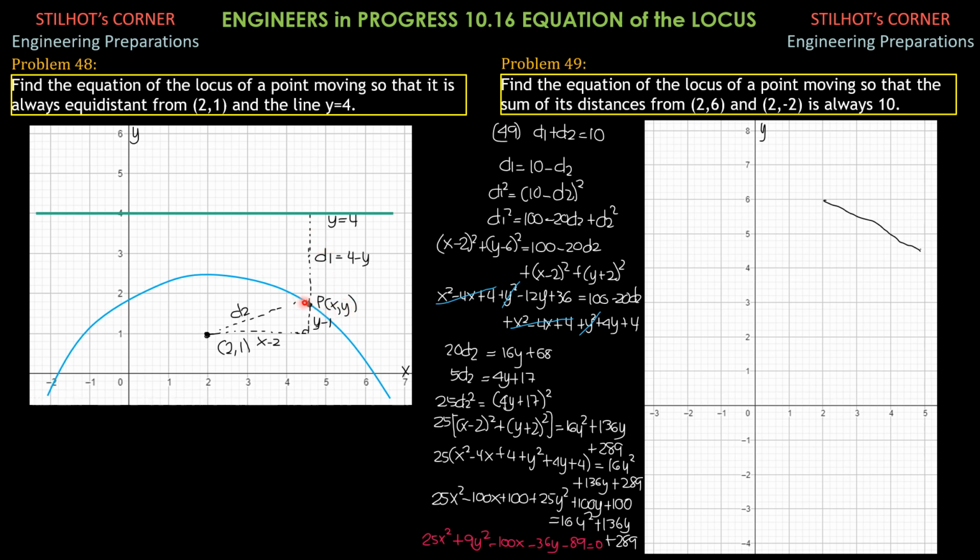So we have distance 1. The distance of this point from that line is equal to, because this line is 4 units from the x-axis, and the distance of the point from the x-axis is y, therefore this distance 1 is 4 minus y. The whole of this is 4. So distance 1 is 4 minus y.